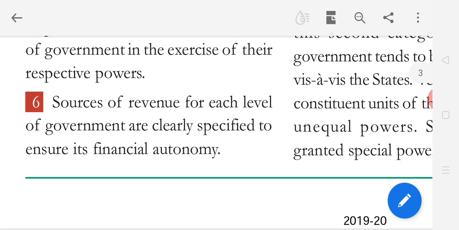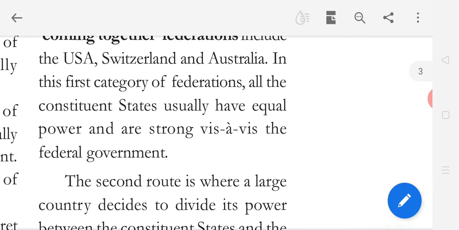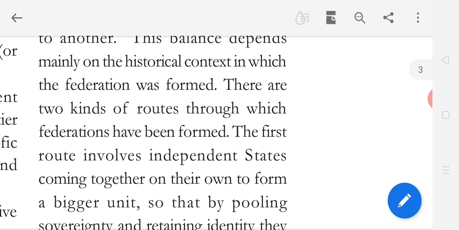Sources of revenue for each level of government are clearly specified to ensure its financial autonomy. Sources of revenue are also specified by the Constitution. Now I am reading this one.